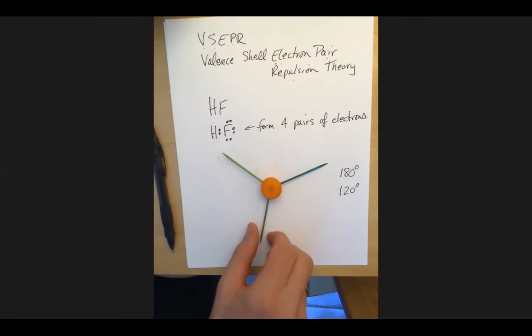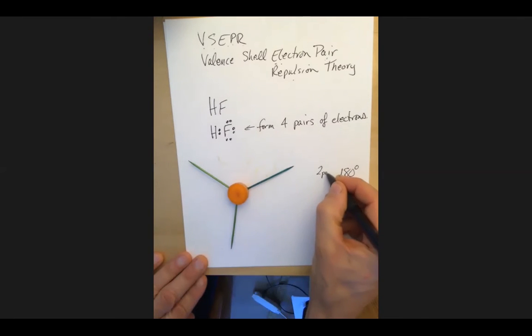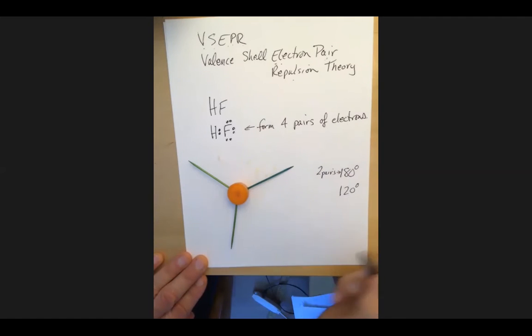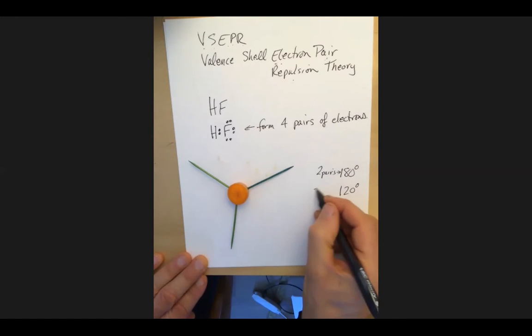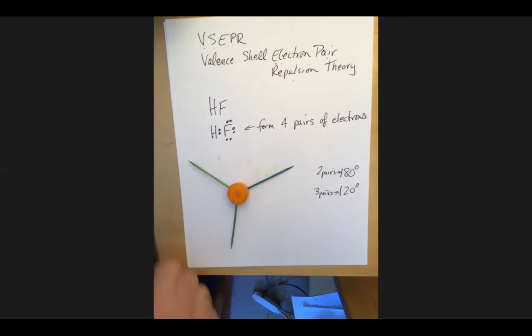How am I doing? So far, so good. I think the geometry checks out. Okay, two pairs, 180. Three pairs, 120.